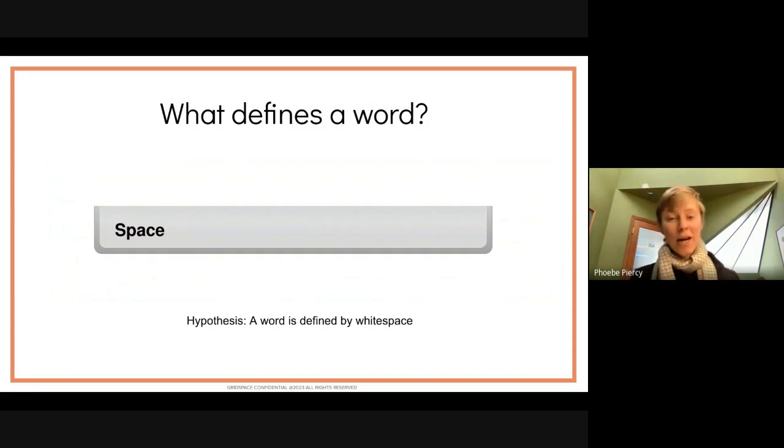Let's have a look at what defines a word. So if I ask you what's a word, the most common way of looking at it in English would be by white space, right? This sentence, you could think of as four words because it's split up by white spaces.